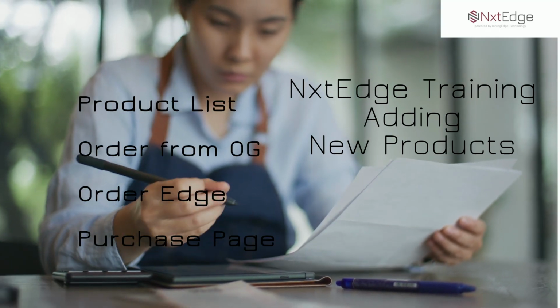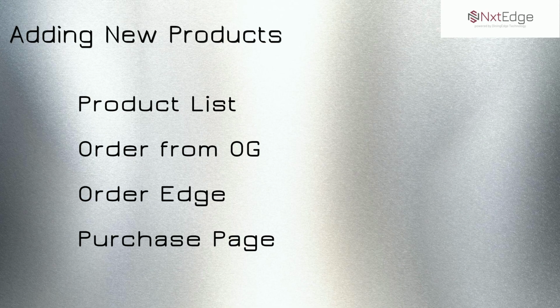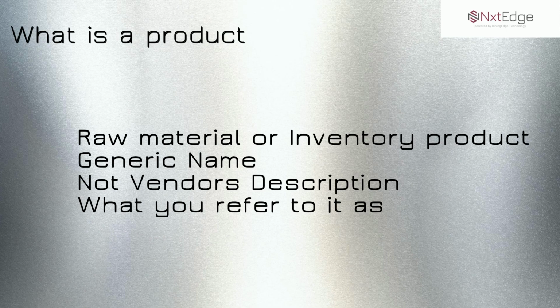On today's training we will be looking at how to add new products to your system. There are many ways to add new products based on where in the software you are. They all do the same thing, just on a different screen. Today we will be covering the product list, order edge, order from OG and the purchase page. First let's review what is a product.